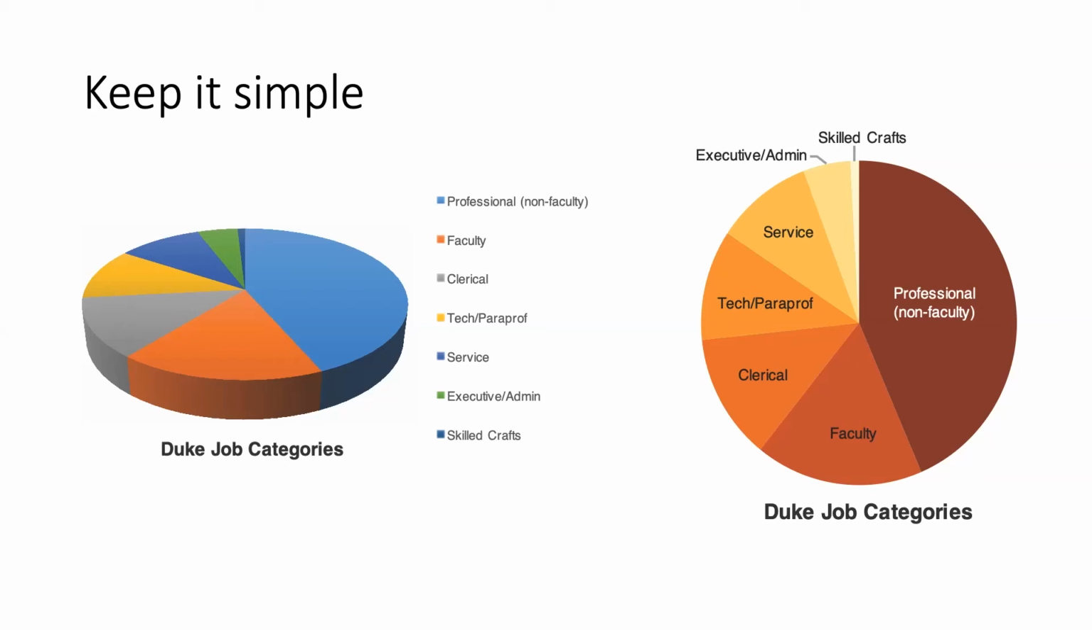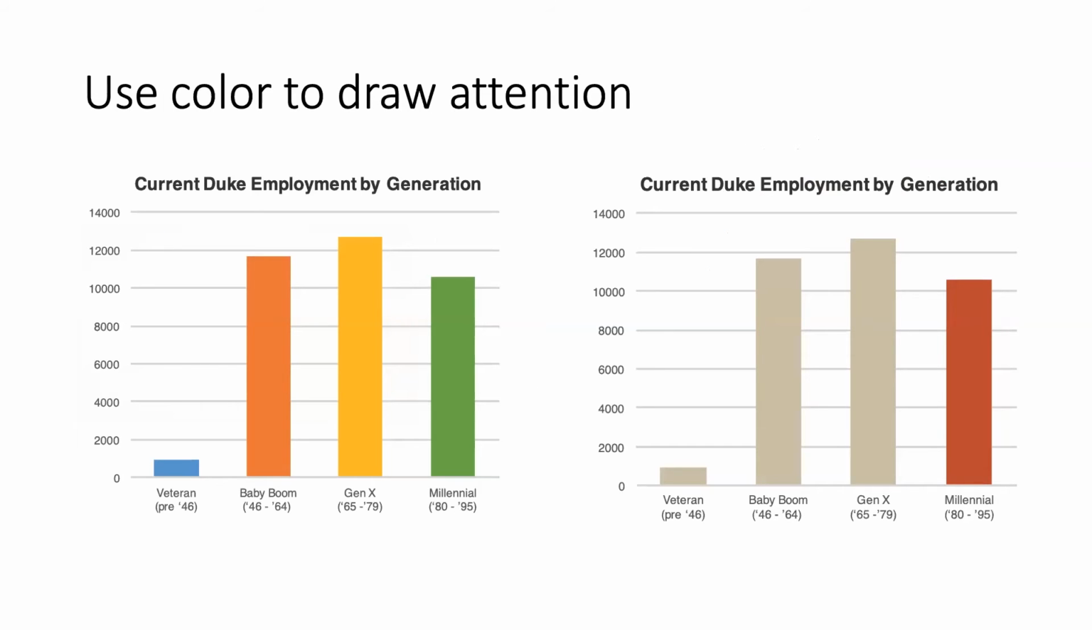Now, the third thing about keeping it simple is I kind of simplified the color scheme, and that goes into my second of the three principles. Don't waste color. Save color and use it to draw attention to the story you're trying to tell.